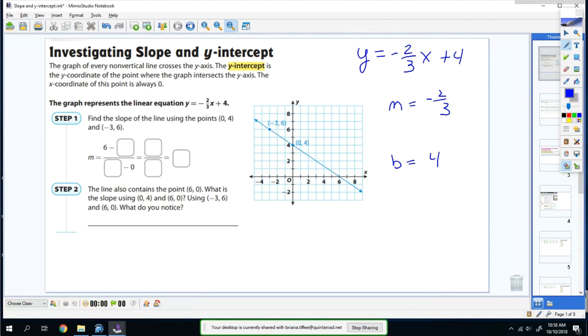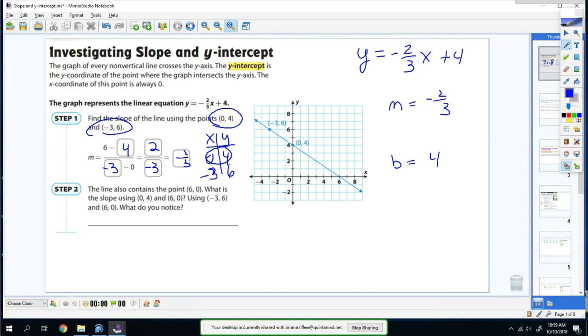So now, if it doesn't give you an equation, but instead gives you 2 points like these, you can find the difference between them. Personally, I like to see them set up as a table. So then 6 minus 4 is 2. And then negative 3 minus 0 is negative 3. So that's how you got negative 2/3. So then your y-intercept is where the x is 0. So when x is 0, y is 4, hence the reason why it's 4.